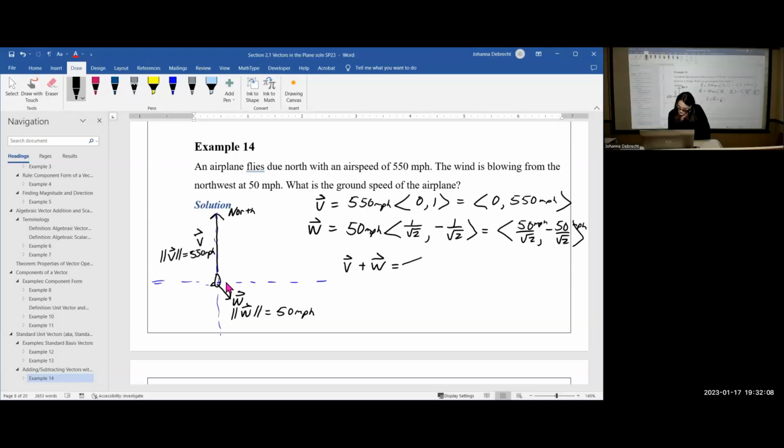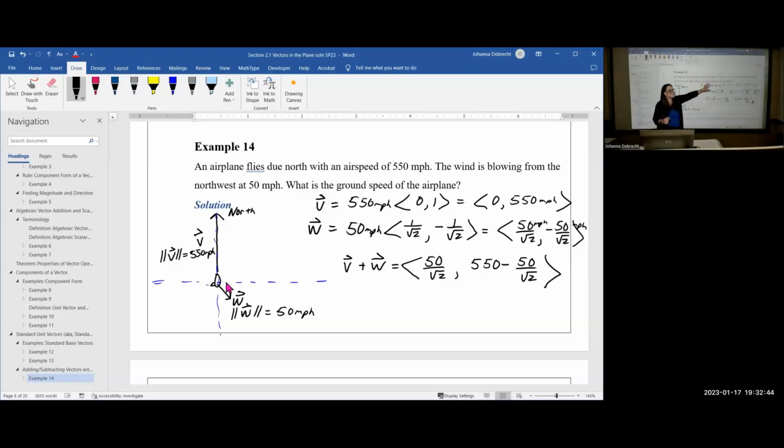V plus W added together is going to give me 50 over the square root of 2, comma, 550 minus 50 over the square root of 2. That's the actual direction that the plane is going to be flying in, right? So it's going to be flying a little bit like this. Still mostly north, but a little bit to the east because it's being pushed both south and east. South is just slowing the plane down. Being pushed east changes the direction a little bit.